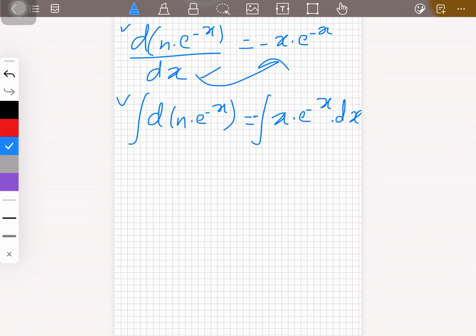As you know, derivative and integration signs are opposite in nature, so they cancel each other out. That means on the left-hand side we'll have n times e to the power minus x, equal to minus, which remains as it is, and then we apply the product rule of integration here, the ILATE rule. Since x is algebraic, it gets differentiated, and the next part, e to the power minus x, will be integrated. So let's have a bigger bracket, x e to the power minus x dx.